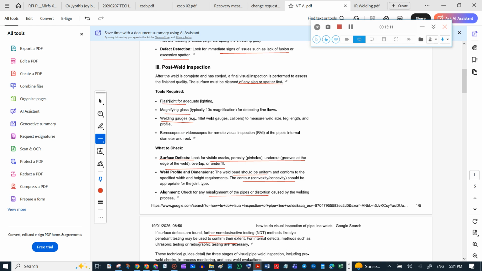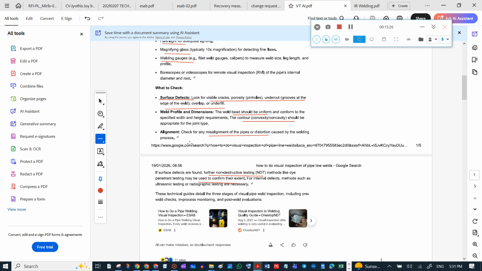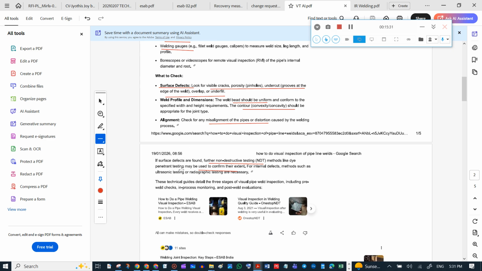Surface defects: look for visible cracks, porosity, pinholes, undercut grooves at the edge, overlap, underfill, etc. Weld profile and dimensions: the weld bead should be uniform, and the convexity and concavity should be appropriate to the joint type. The alignment: check for any misalignment of the pipe or distortion caused by the welding process.